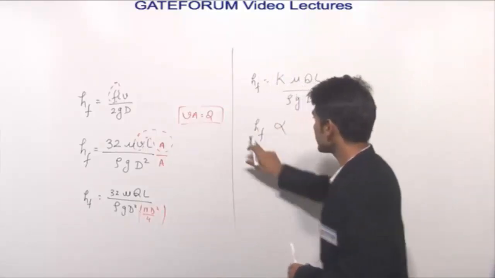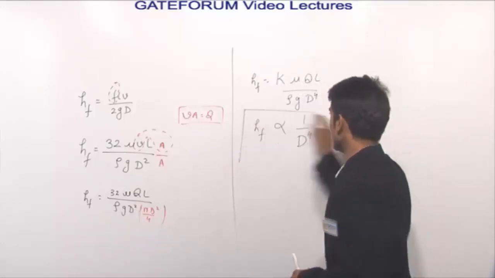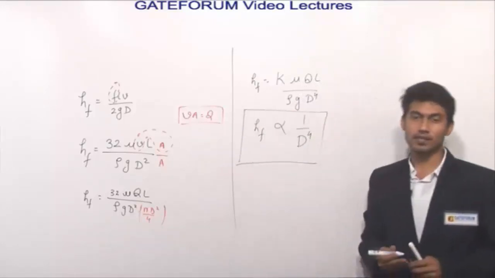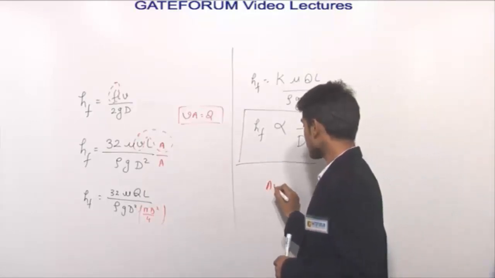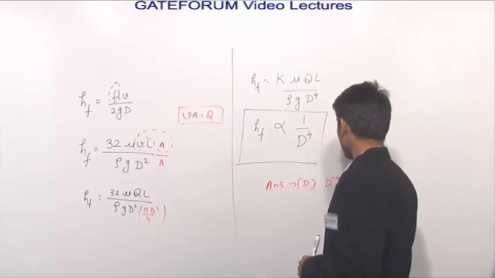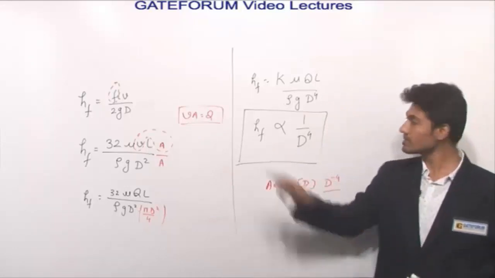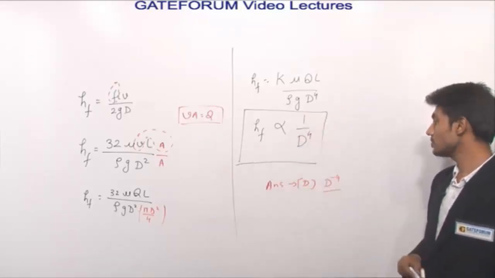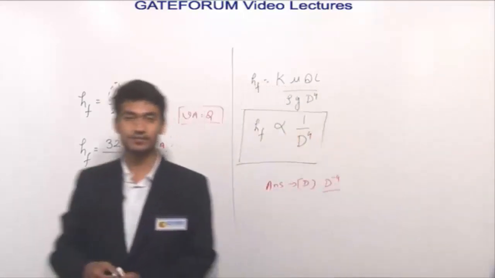I can simplify as HF directly proportional to 1 by D power 4. Do we have any option? Yes, option D is given as D power minus 4. So HF or frictional head loss is proportional to D power minus 4. So we can write our answer.